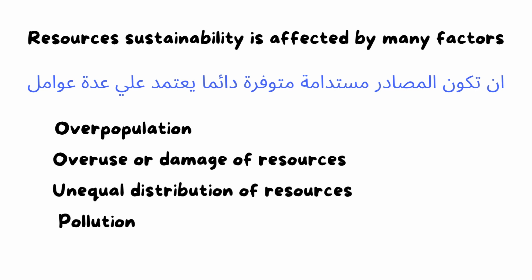Overpopulation: if the total number of people living in an area is high, they will use more natural resources, which can negatively affect the future supply. So this is the first factor. The second factor is the overuse or damage of the resources. If the resources are damaged or overused, this will affect the future supply negatively.